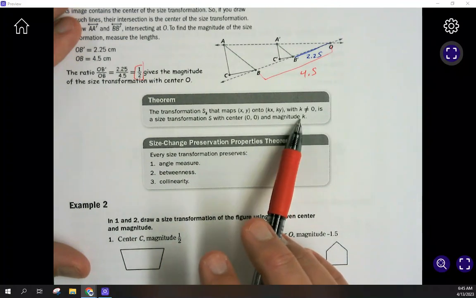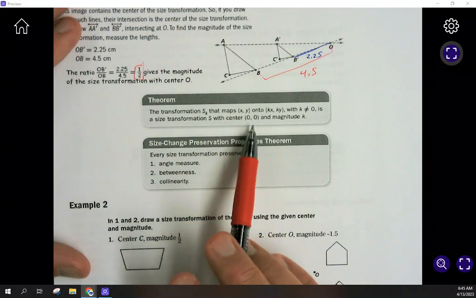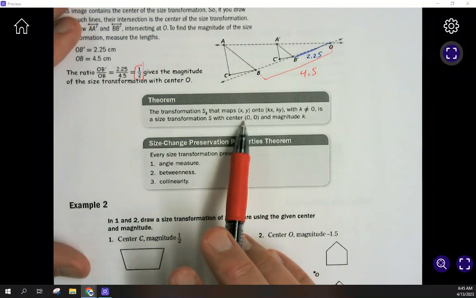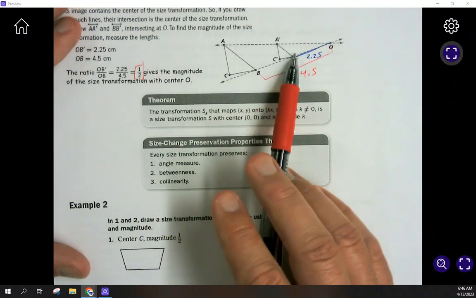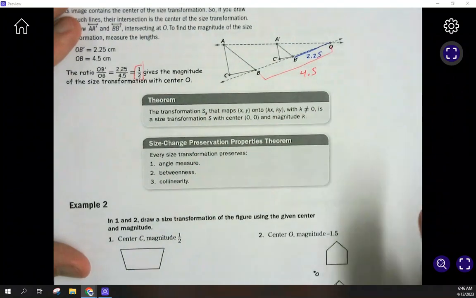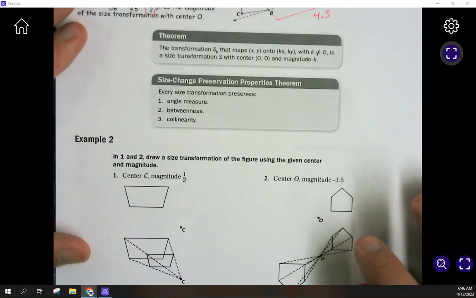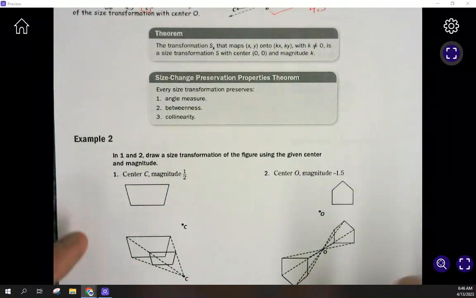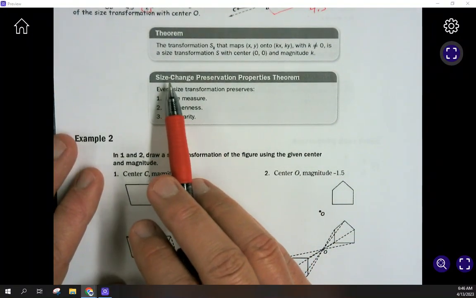So all numbers that are not 0, this will work out. Like I said, magnitude is k. And if this is on a graph, it's always going to be centered around 0, 0. But when we've got these other ones, we can, again, find that center by connecting these lines and seeing where they cross. A couple properties that we've talked about that don't change when you have a size change.